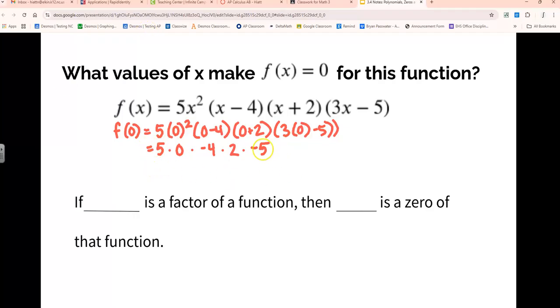Because 0 times anything gives you 0. So this piece right here is the only part that's 0, but it doesn't matter because it all gets multiplied together and it ends up being 0. So x equals 0 is one of the values that makes this function equal to 0. All right. Others. There's more. There's 3 more specifically.